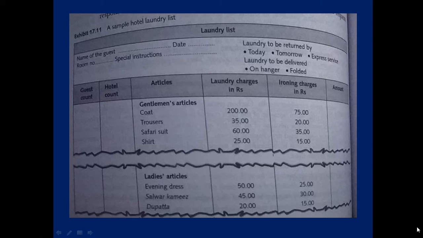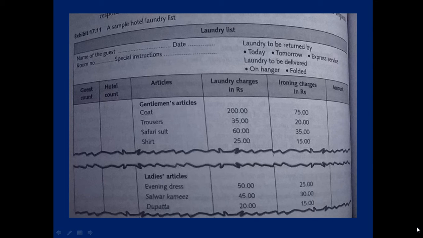So as per the specification received from the guest by the laundry person, or as per the guest request, the laundry should be delivered. If the guest asks for a hanger, then it should be on a hanger. If the guest asks for a particular tray, then it should be in a particular tray. If the guest wants it folded, then it should be folded. So never forget to ask for the specification or the request from the guest.